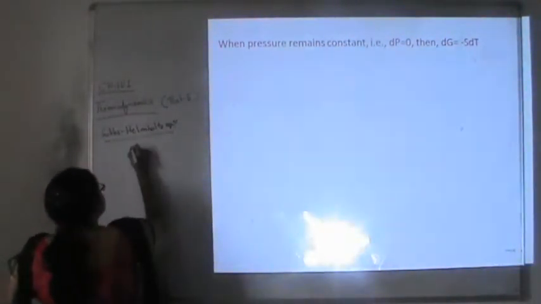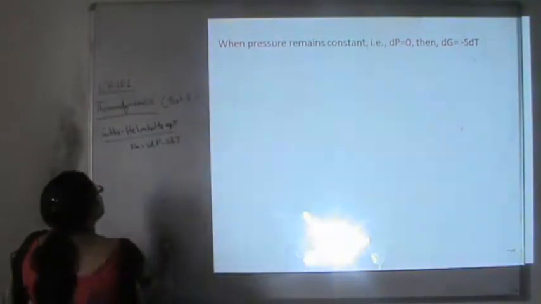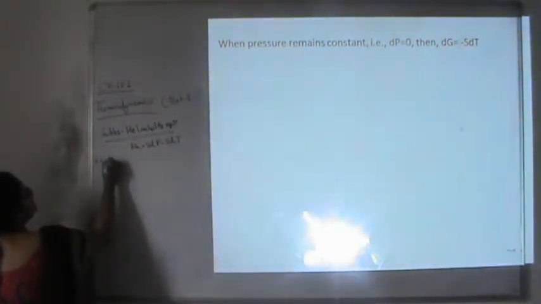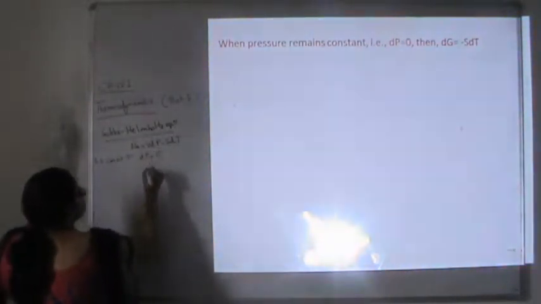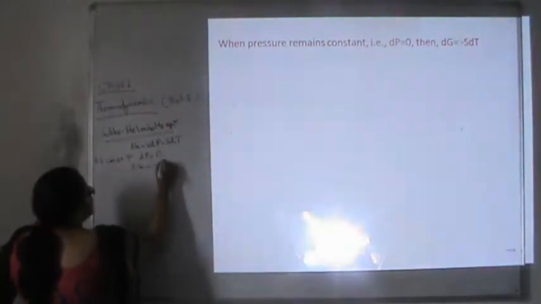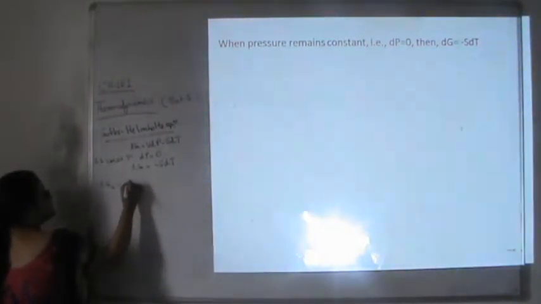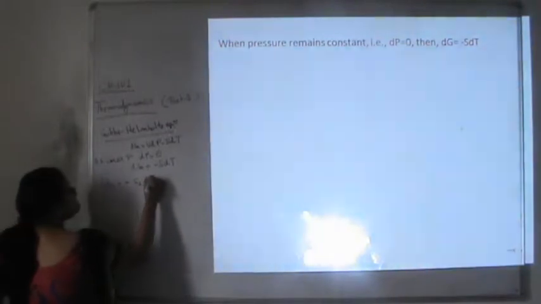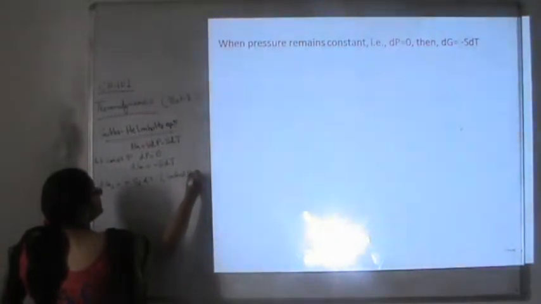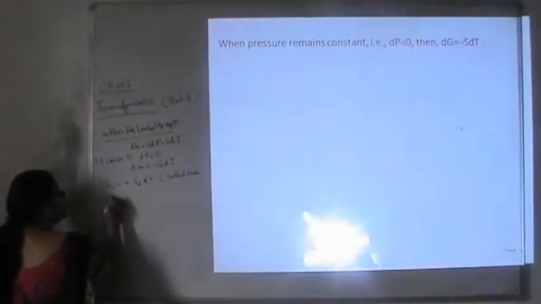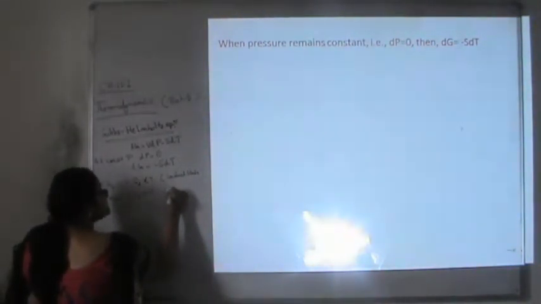So dG is equal to VdP minus SdT. At constant pressure, dP is equal to 0. So we get dG is equal to minus SdT. Now dG1 for the initial state is equal to minus S1 dT, and dG2 for the final state is equal to minus S2 dT.